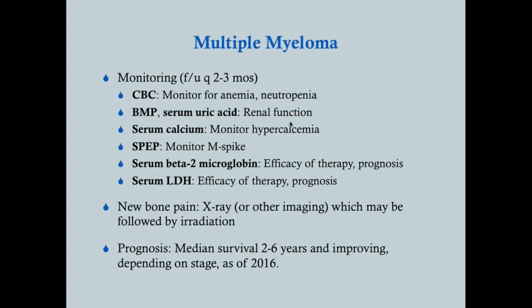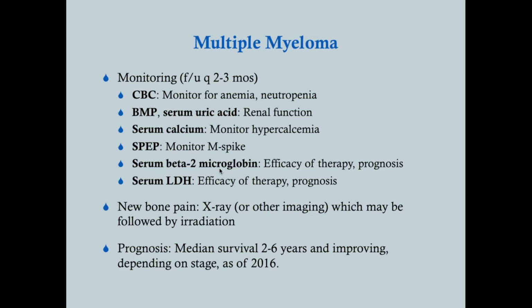function. So you're looking for renal function here, which we want to improve, and hopefully improves, because as you reduce the bulk of the myeloma cells, you should reduce the amount of immune globulins that are clogging up the tubules and causing your renal dysfunction. Serum calcium, of course, you want to monitor for hypercalcemia. You'll be getting a serum protein electrophoresis, looking for that M spike, which we, again, expect to not necessarily resolve, but we expect it to diminish.